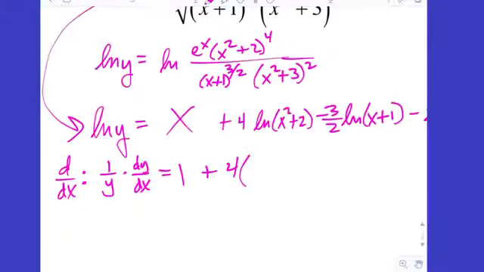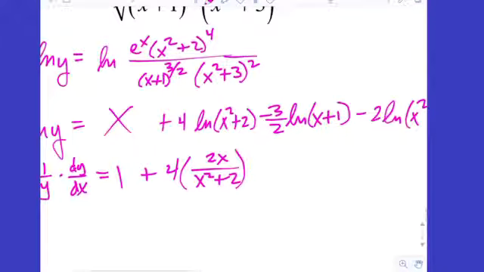What's the derivative of the natural log of blob? 1 over the blob times the derivative of the blob. What's the derivative of x squared plus 2? 2x. So there's where u prime over u could be helpful. The natural log of x squared plus 2 is the derivative of that, 2x, over itself. If you want to do it that way, I'm going to do it that way. You can still do 1 over blob times blob prime.